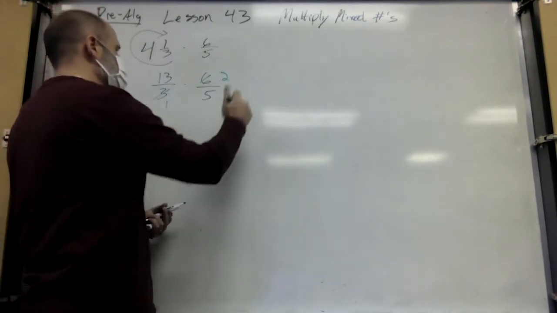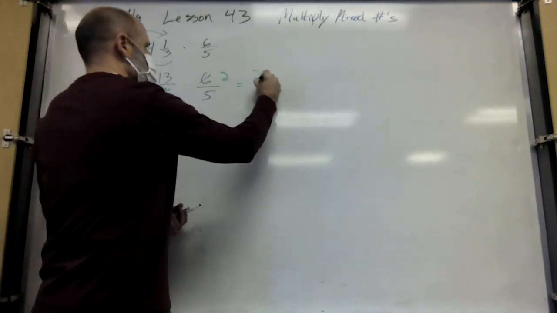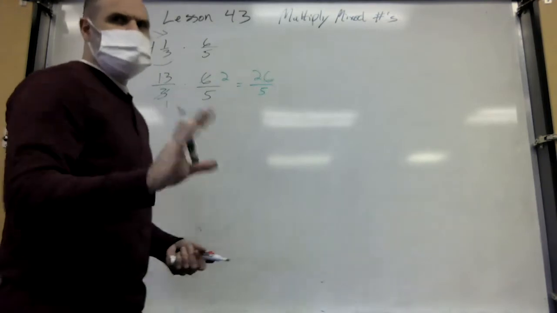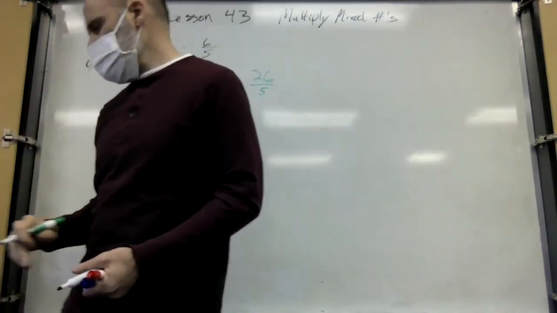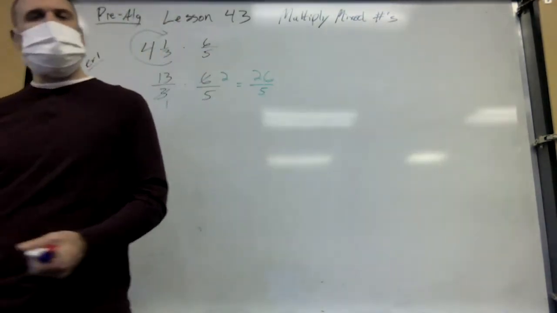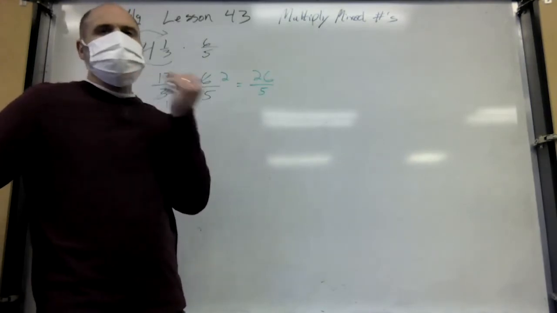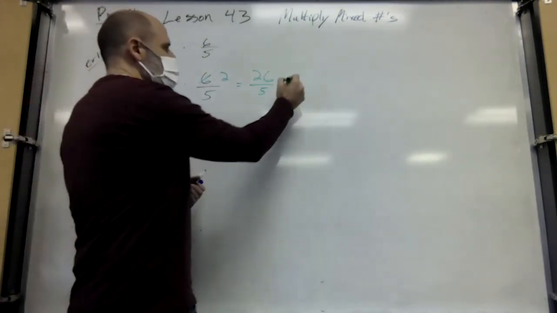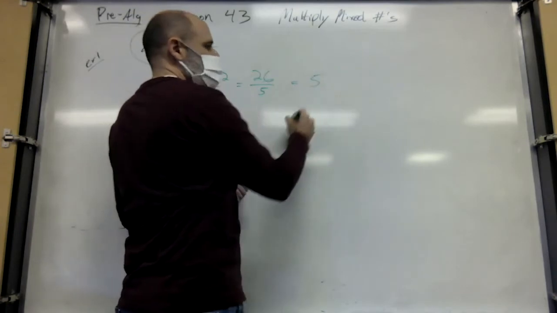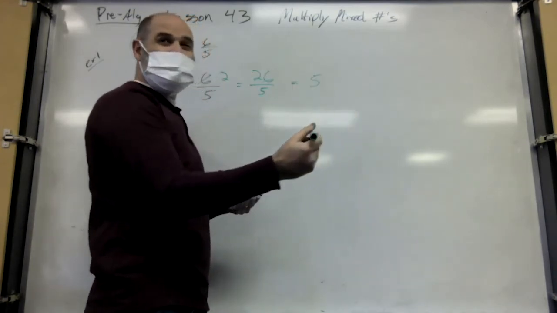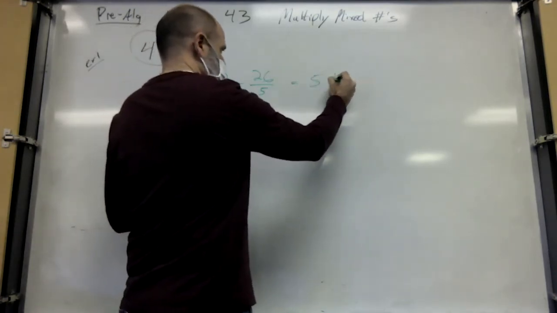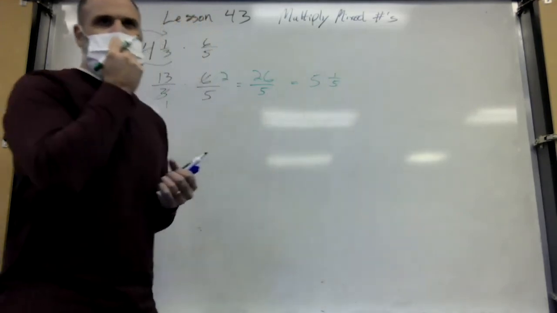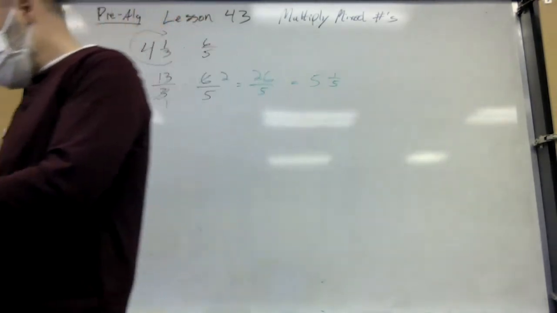Okay, so then what do I get? 26/5, right? And you can just leave your answer like that. Nobody's asking you to change it to a mixed number. You can leave it improper, but if you want to, you can. 5 goes into 26 5 times with 1 left over, so 5 1/5. Good? All right, do this one by yourself.